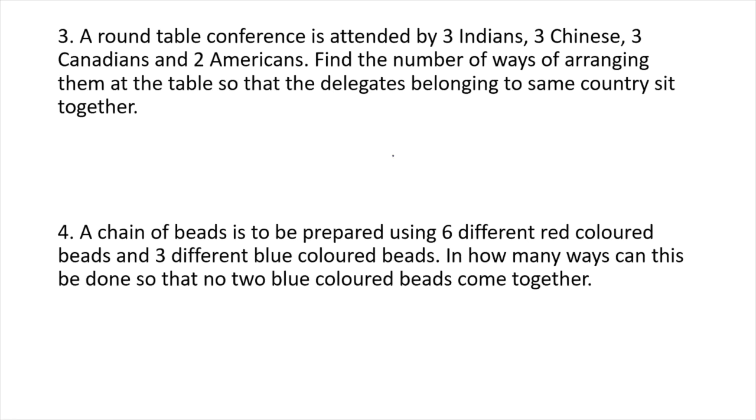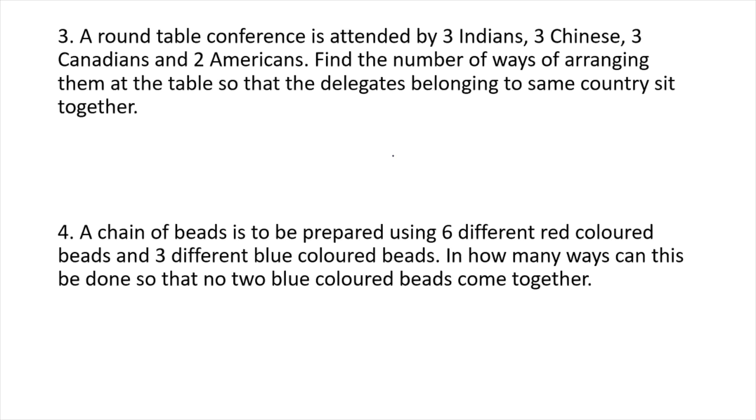Next we have this last problem. A chain of beads is to be prepared with 6 red colored beads and 3 different blue colored beads. In how many of these arrangements will no 2 blue colored beads come together? First you have to arrange the red colored beads. Red colored beads can be arranged in 6 minus 1 factorial ways, which is 5 factorial ways.